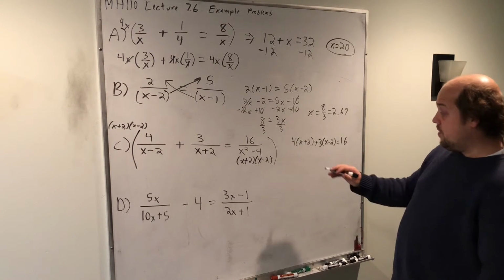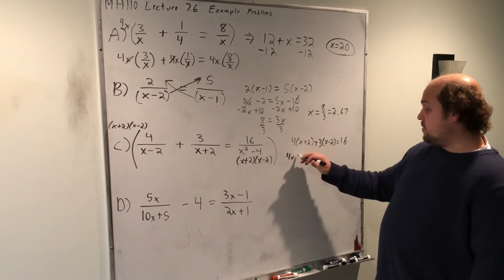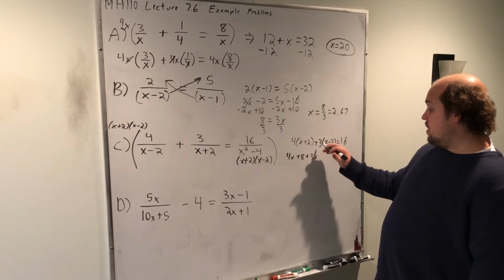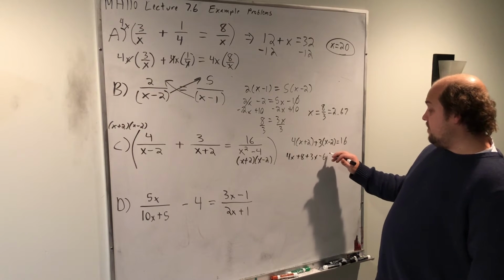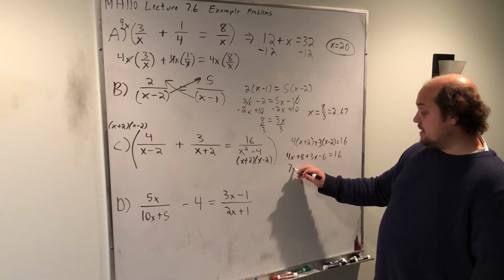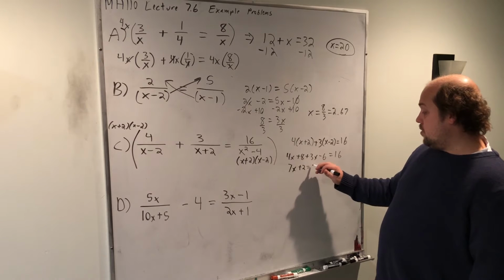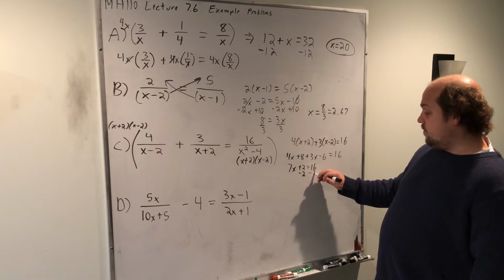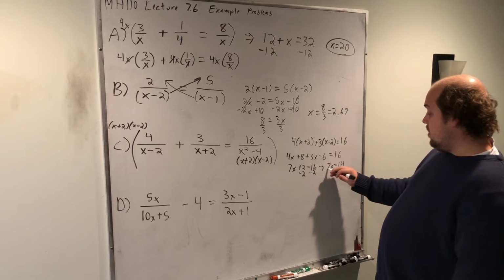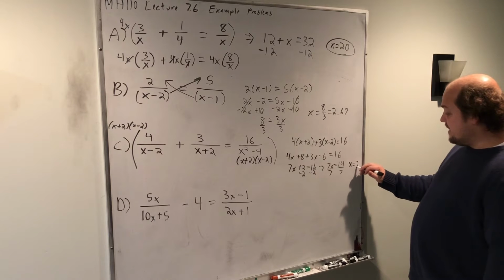I now distribute out the 4 and the 3. 4 times x gives me 4x. 4 times 2 gives me 8. 3 times x gives me 3x. 3 times negative 2 gives me negative 6. When I combine my terms, 3x and 4x give me 7x. Positive 8 and negative 6 give me positive 2. I'm going to subtract 2 from each side. That gets me to 7x equals 14, which when divided by 7 gets me to my answer of x equals 2.